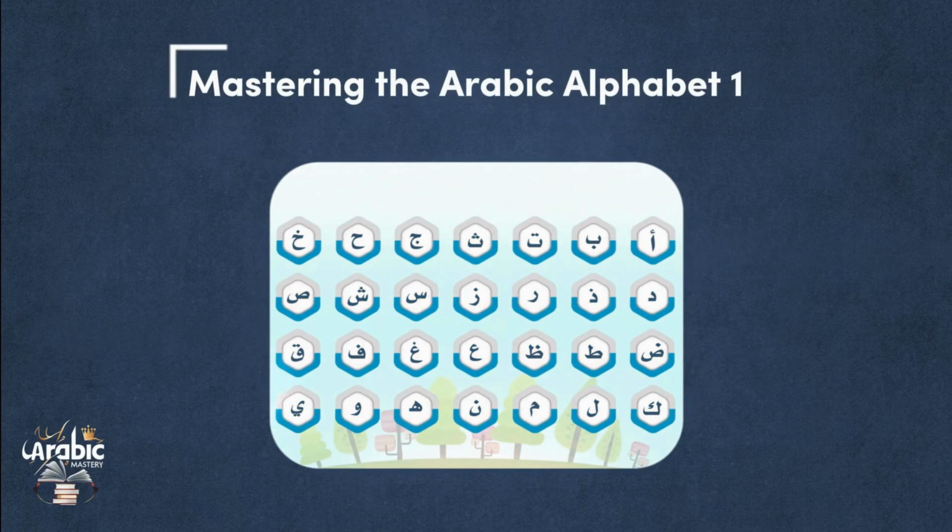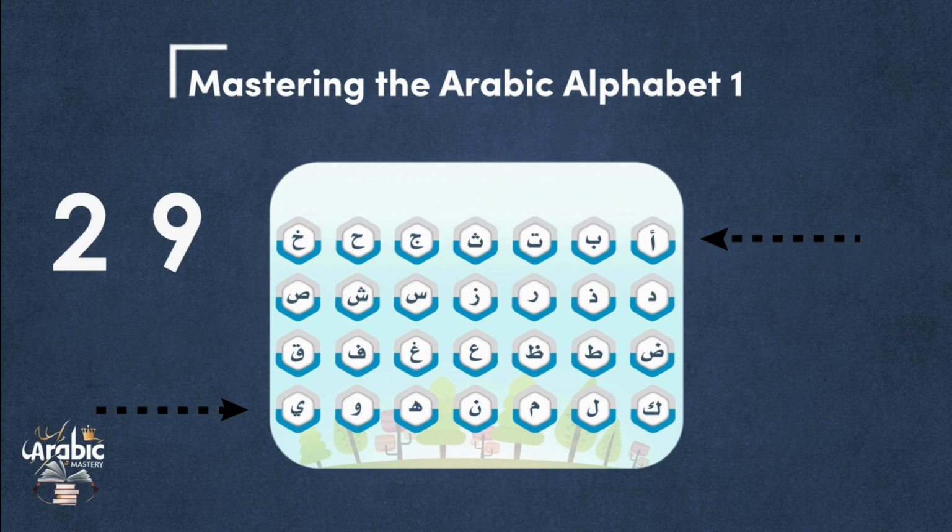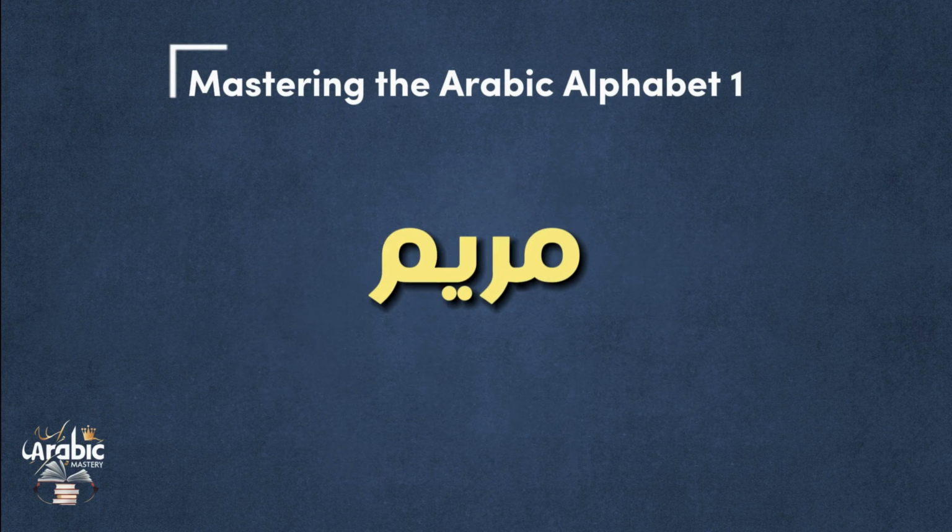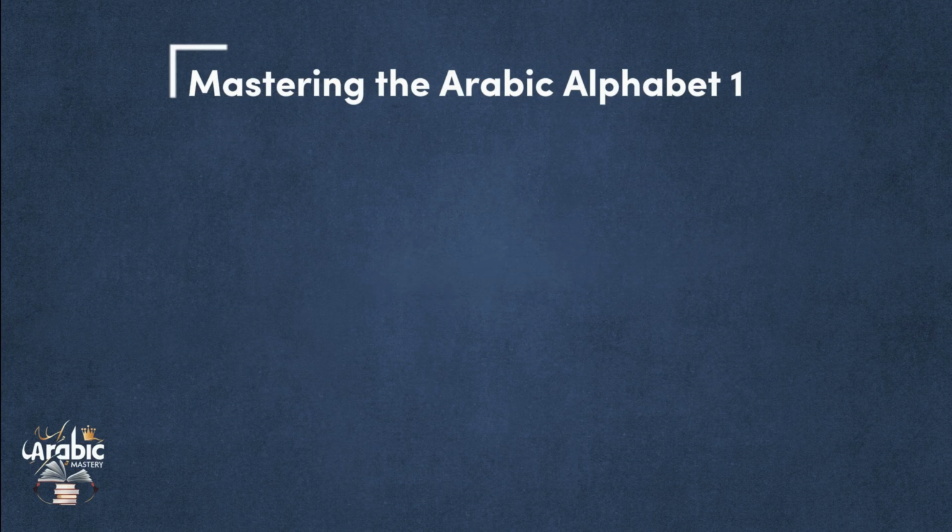The first thing you need to know is that the Arabic alphabet consists of 29 letters, written from right to left, unlike English. For example, if I want to write Mariam, I'll start from the right side going to the left side, like this. Mariam. Here is the first letter, the first one from the right. And Arabic doesn't have separate upper and lower case letters. Now, let's go through each letter.